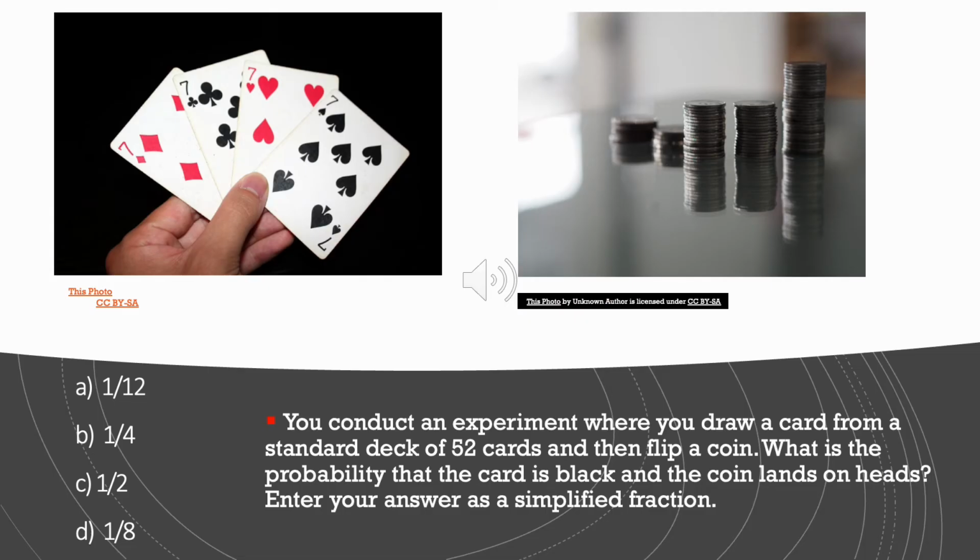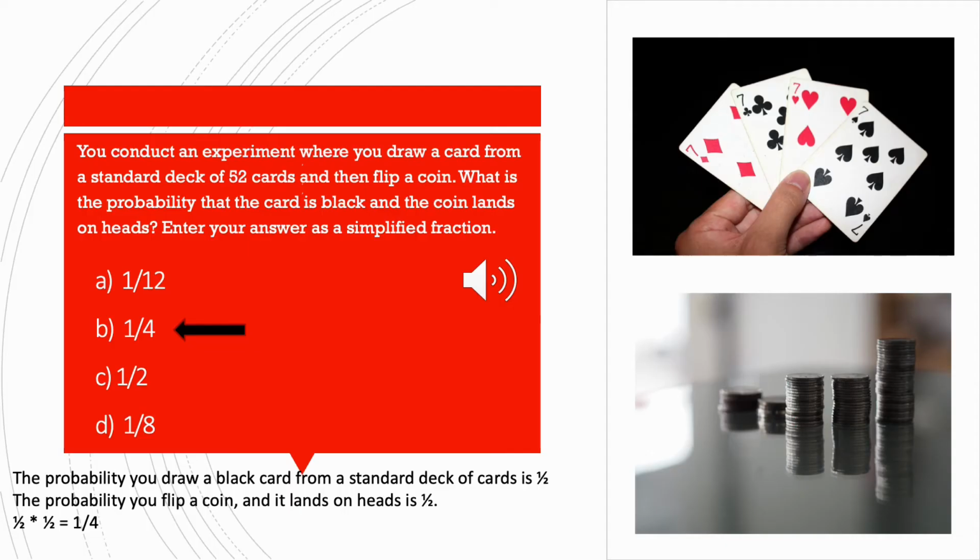You conduct an experiment where you draw a card from a standard deck of 52 cards and then flip a coin. What is the probability that the card is black and the coin lands on heads? Enter your answer as a simplified fraction. The correct answer choice is B, 1/4.